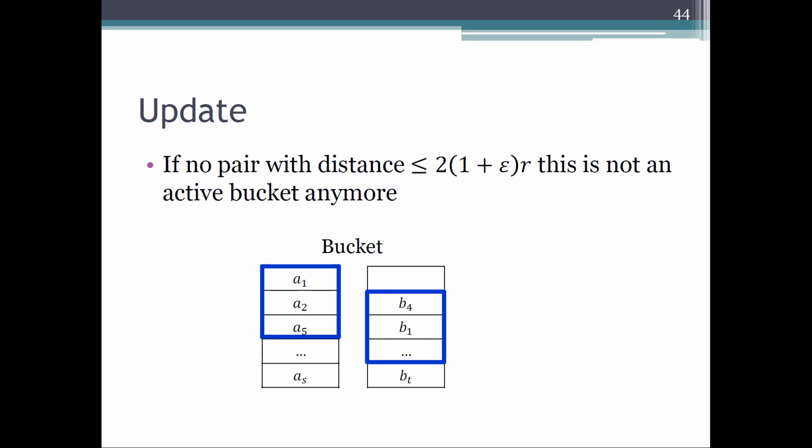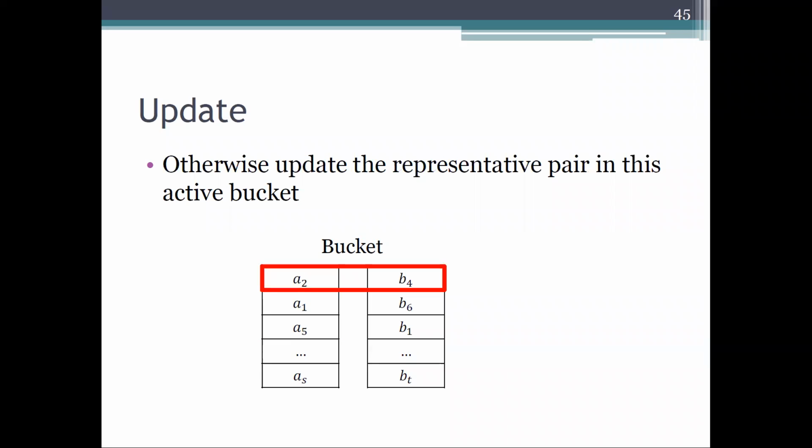If we find no pair with distance at most 2 times (1 plus epsilon) times r among the m points from A and m points from B, then this bucket is not active anymore. Otherwise, we find a new representative pair with distance at most 2 times (1 plus epsilon) times r, and this bucket is still active.